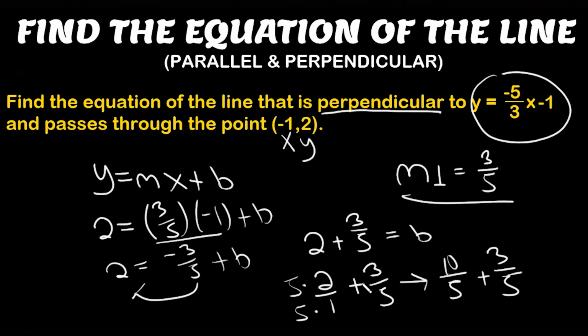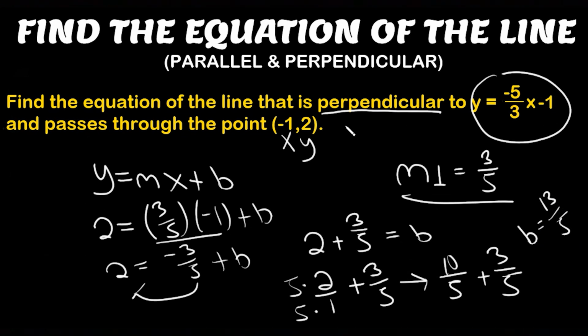Right? And so now I have a common denominator. I can go ahead and add the numerators. I get 10 plus 3, that will give me 13. So now we have our final value for b. b is going to be equal to 13 over 5. Okay? And now we can plug it all in. So let's write the final equation.